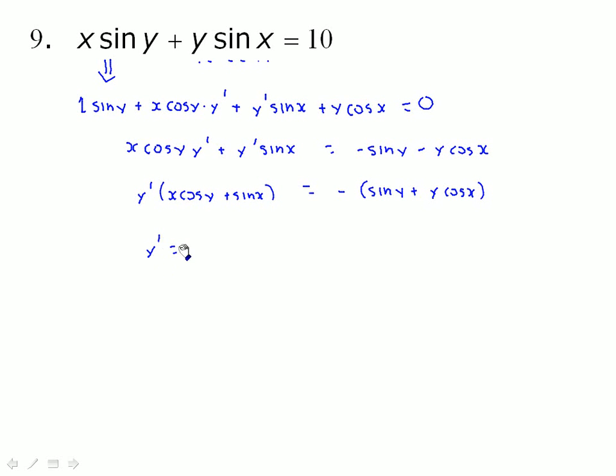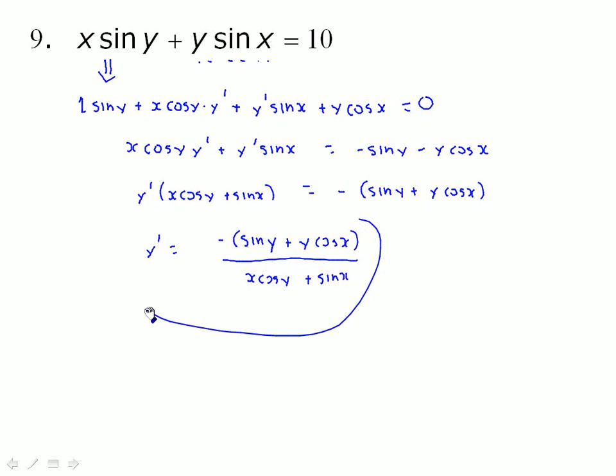So y prime is equal to negative sine y plus y cos x, all divided by x cos y plus sine x. See if there's any obvious mistakes that you've made with it, or I've made with it, I guess.